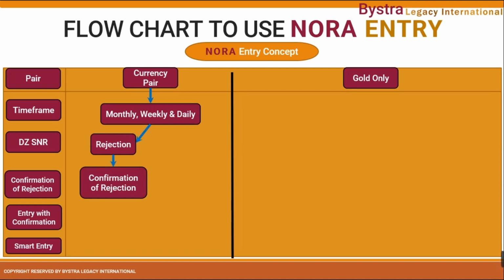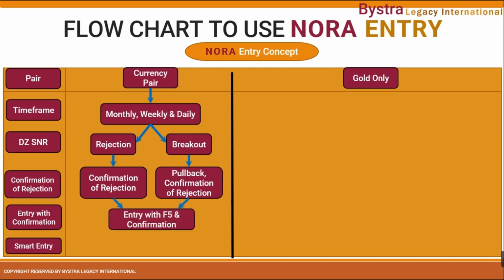So we have to look if there is rejection and there is confirmation of rejection, then only we can entry. Same goes when the price did a breakout and a pullback. When the price comes back to test as a new support or resistance, then there is a confirmation of rejection. We are then able to entry with the F5 setup and with the confirmation. Now the next thing about Nora entry is that we will move into a much smaller time frame to see how we can entry. I will show you this one at the end of the course.